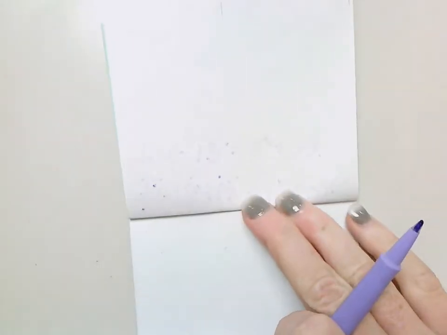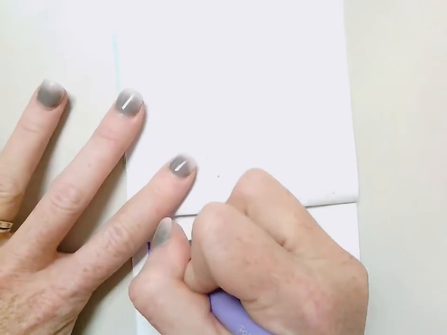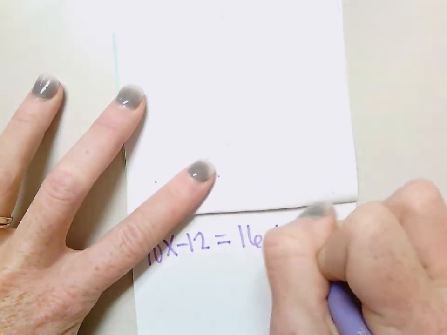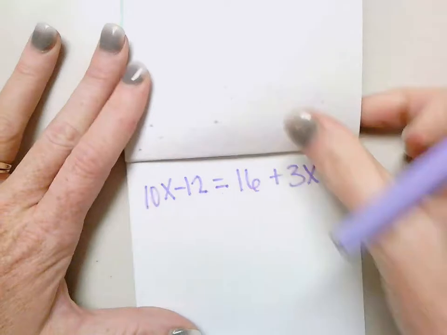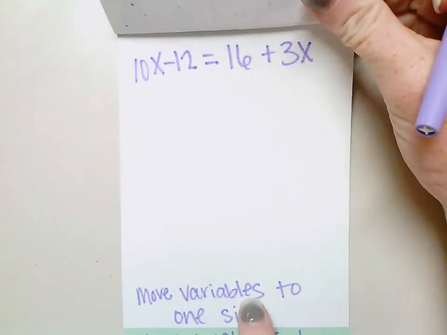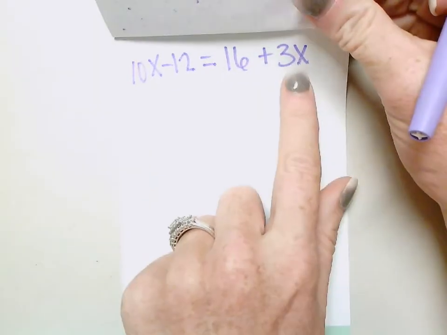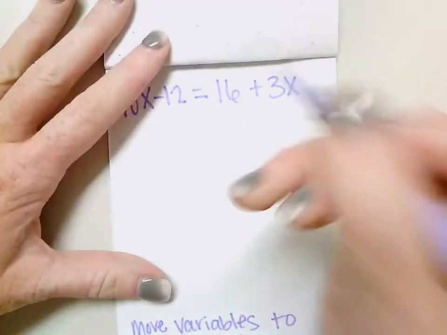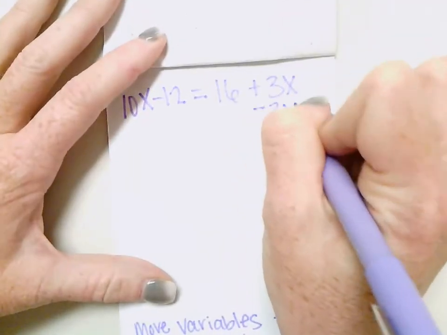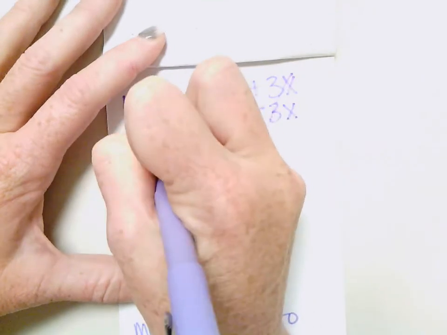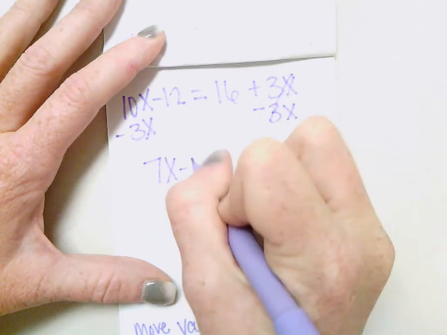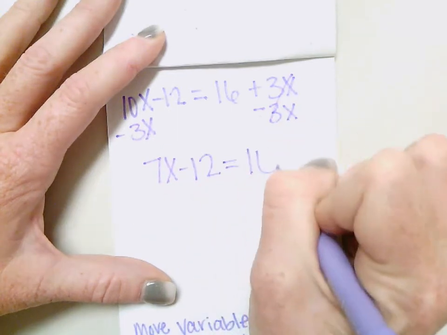Go ahead and rewrite that again at the top. 10x minus 12 equals 16 plus 3x. So the first thing I want to do on this one is move the variables. I want the things that look like boxes in the picture to be moved to one side. So I'm going to move this one this direction so that it is a positive number. So this is 7x minus 12 equals 16.